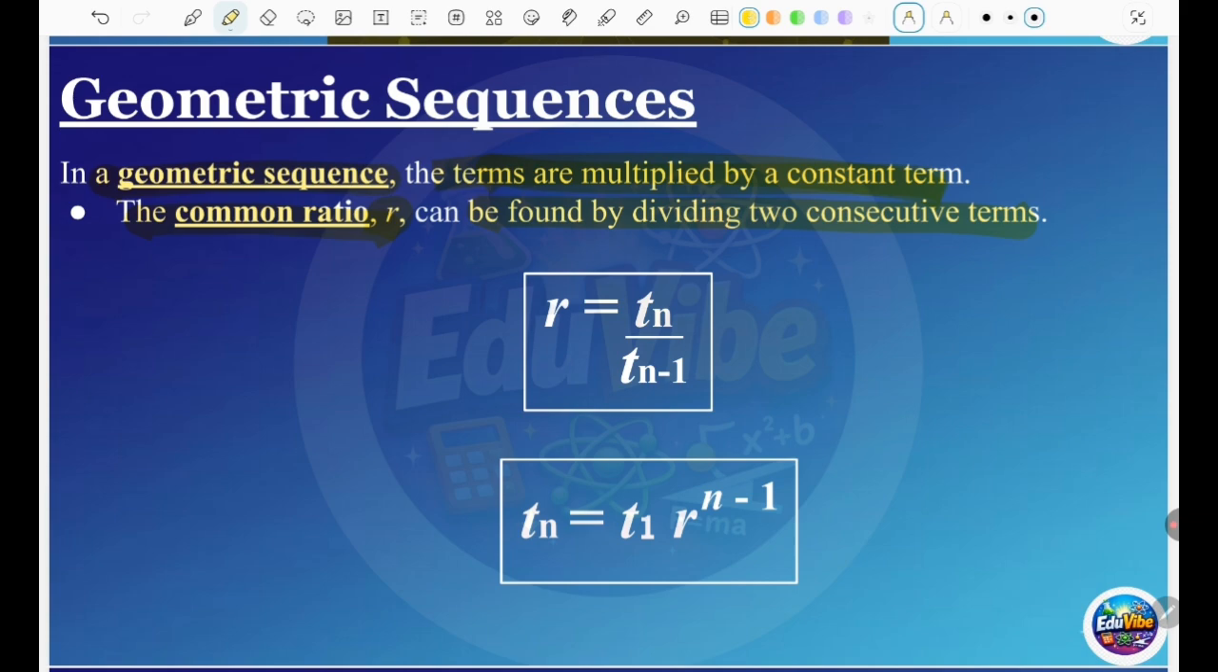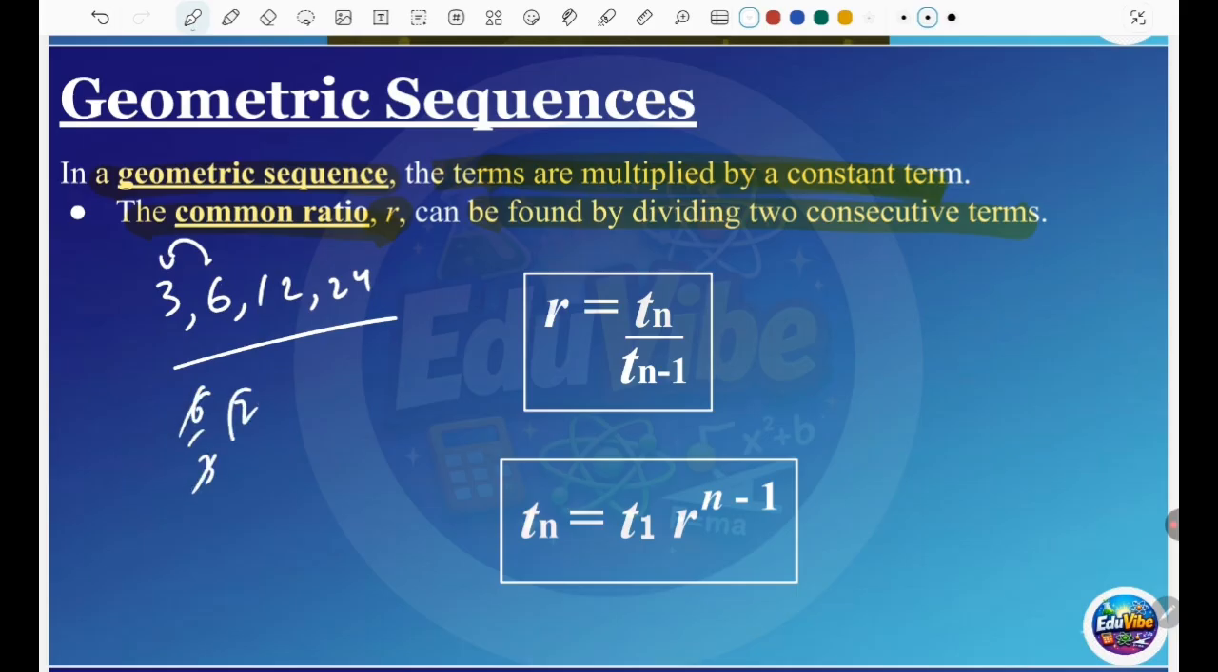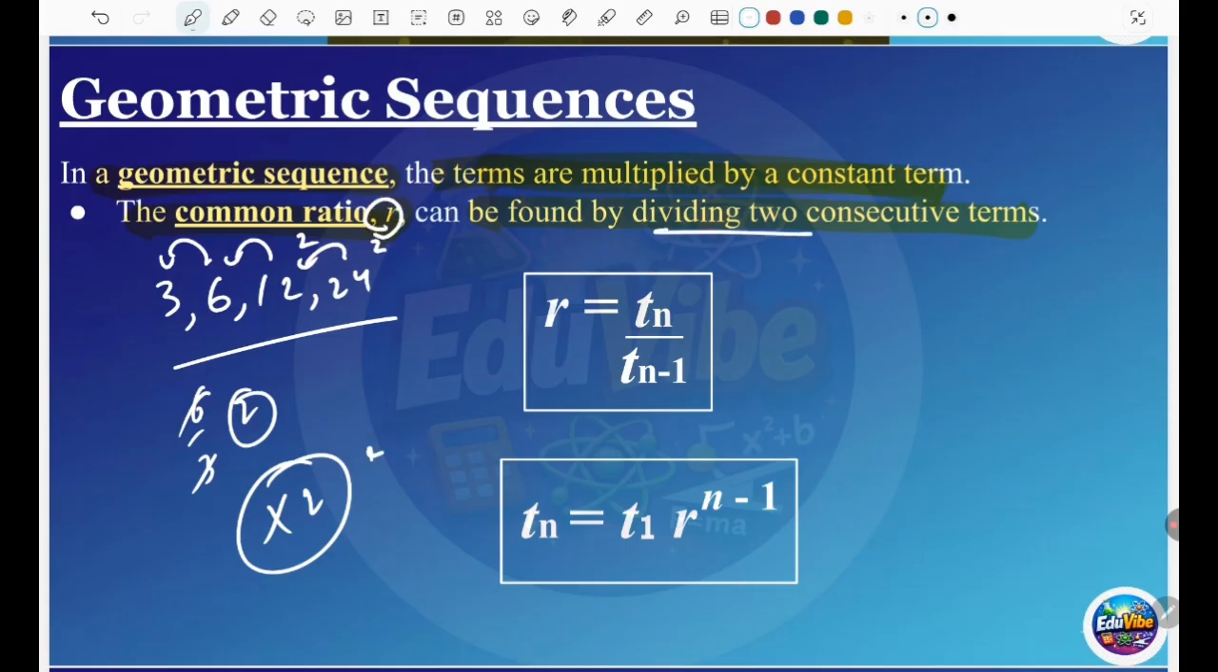If we have a series like 3, 6, 12, and 24, we divide consecutive terms. 6 divided by 3 gives 2. 12 divided by 6 gives 2. 24 divided by 12 gives 2. That means each term is multiplied by 2, so this is a geometric sequence. This value we get by dividing is called r.